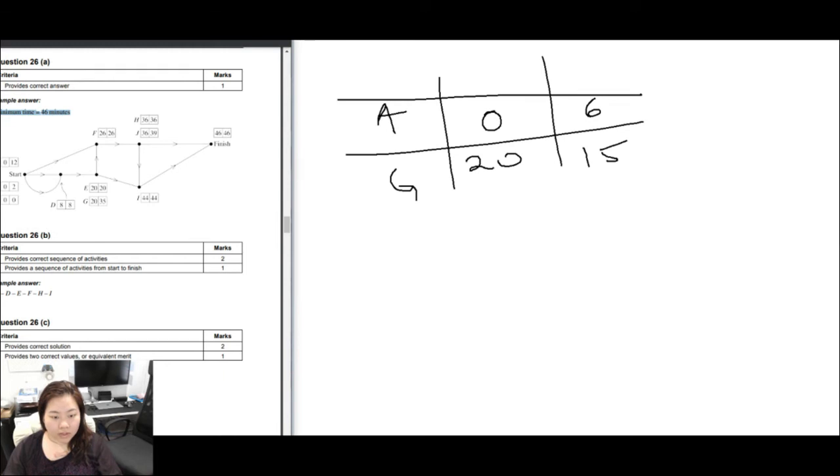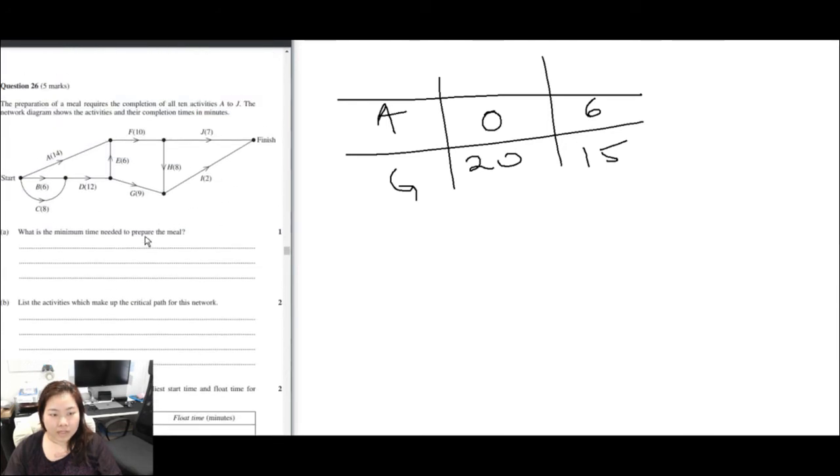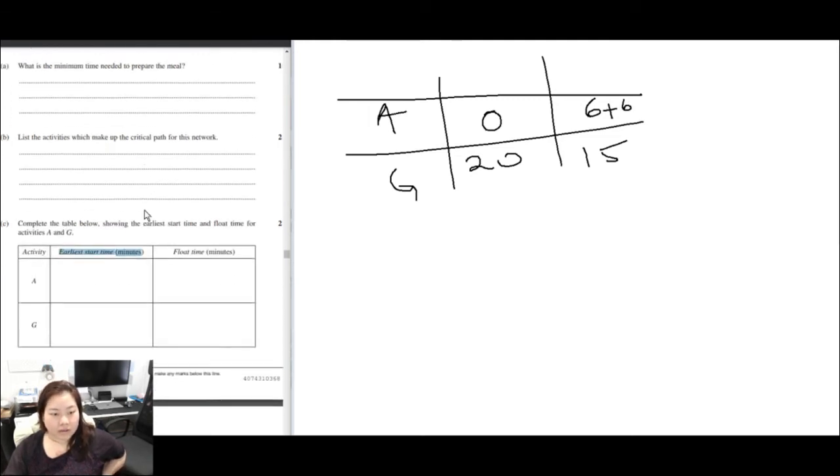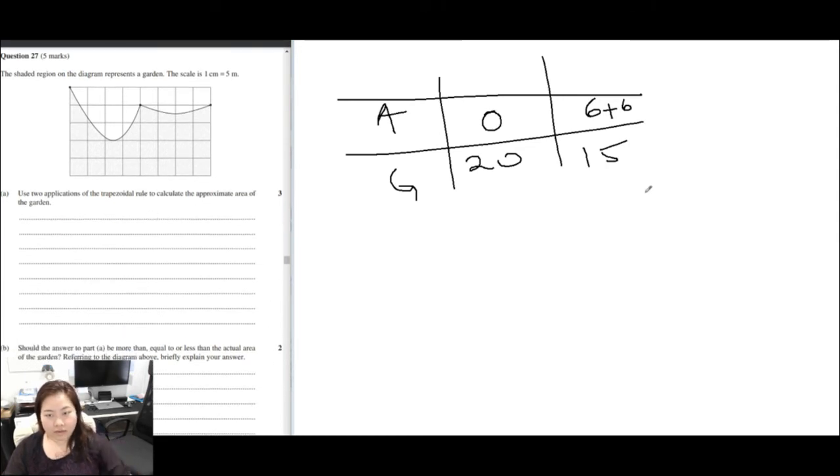0, 12 minutes of floating time. 20, okay, so I got G right. A, floating for 12 minutes, really? But why? Why is it floating for 12 minutes? That's not right. Oh, it's 6 plus the 6 here. Oops, yes, okay. Plus the 6 for the E before it can do anything. Alright, fair enough. Okay, 27.